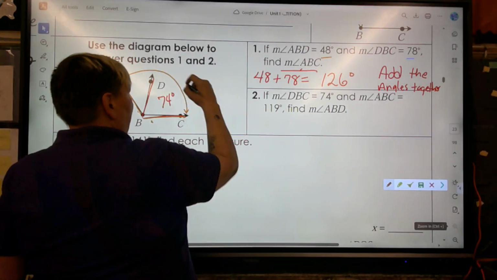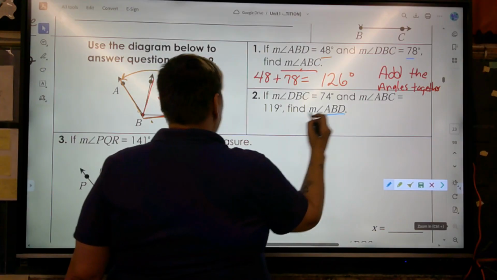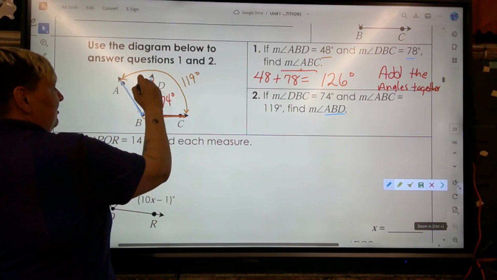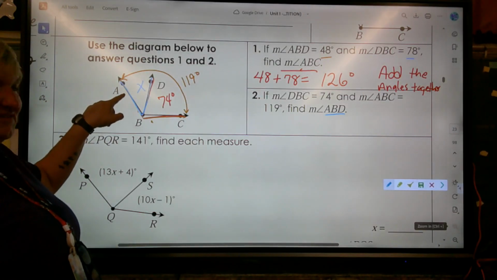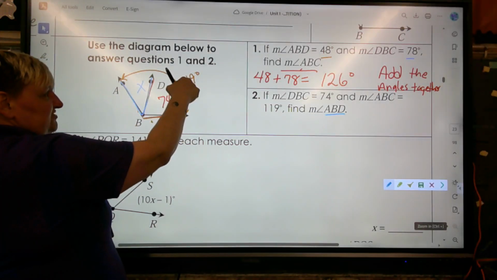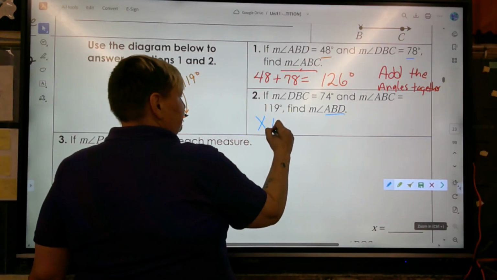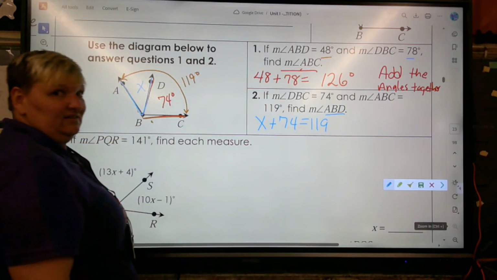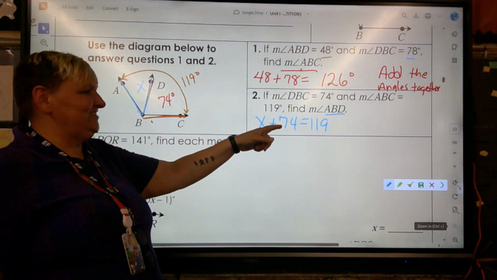If the total is 119 degrees, find ABD. They want you to find this piece. That's our unknown, our missing, our unknown. So we're going to call it X, right? So this plus this equals this, right? X plus 74 equals 119. If you label your angles, then it's super easy to do the equation.